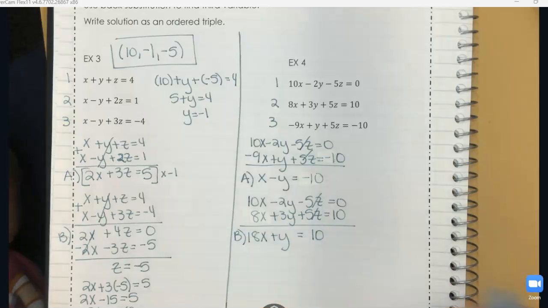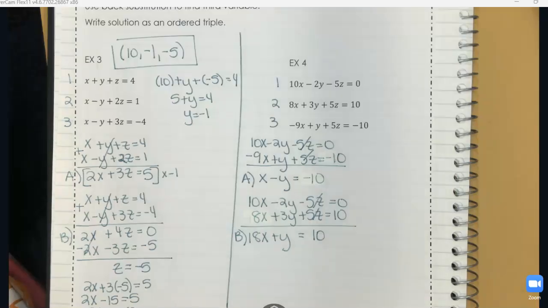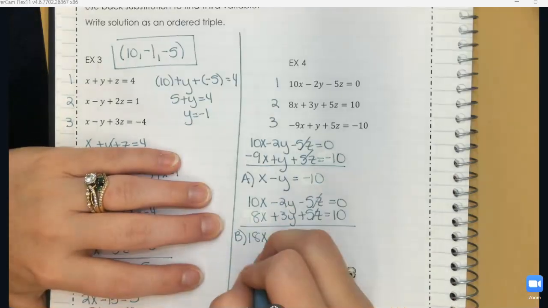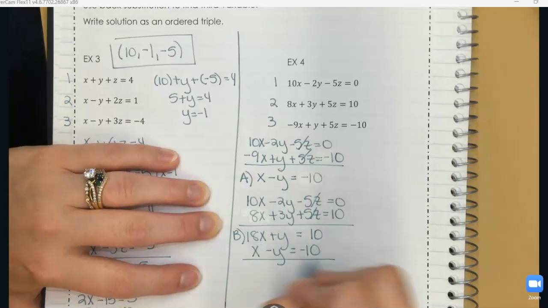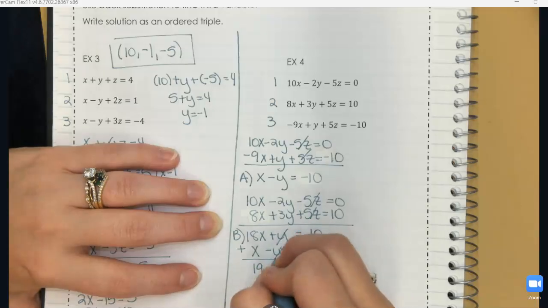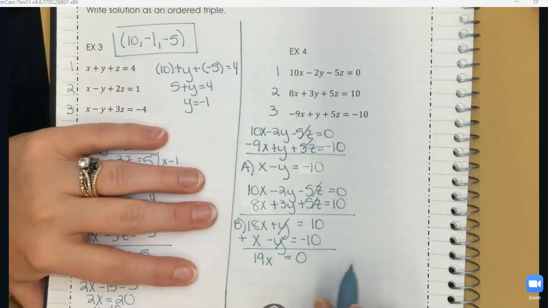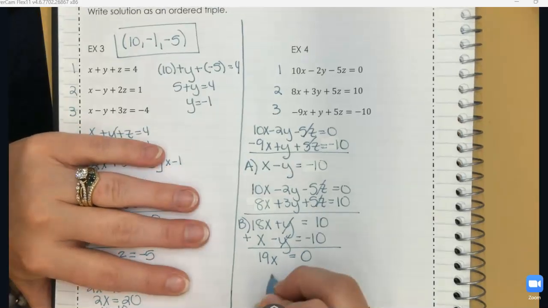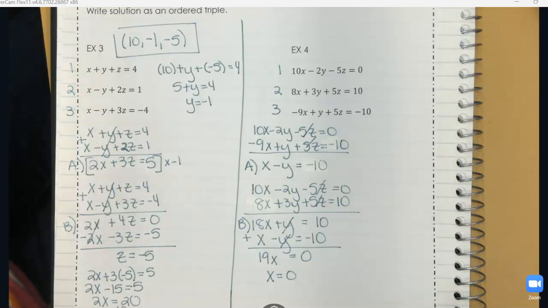Here's equation B. And again, looking at equation A and equation B, my y's will cancel without me having to do hardly any work. So x minus y equals negative 10 is what I'm going to combine. 18x plus x is 19x. That cancels. 10 minus 10 also cancels to 0. So if 19x is 0 and I divide both sides by 19, I get that x is 0. So I can plug that back in to solve for y in either equation.